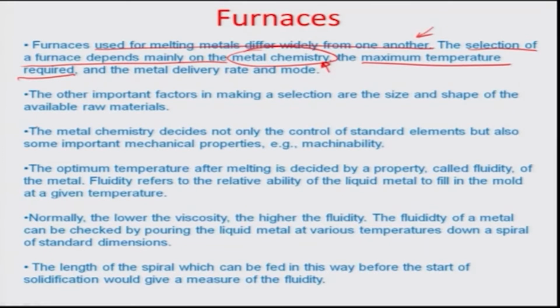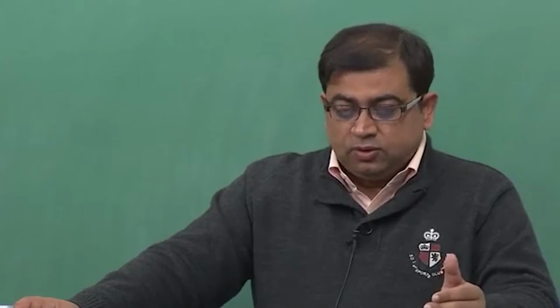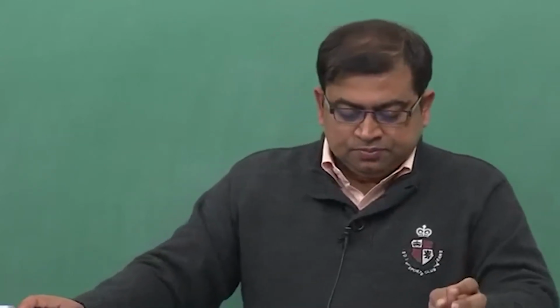The other important factor in making a selection is the size and shape of the available raw materials, and the metal chemistry also decides not only the control of standard elements, but also some important mechanical properties like machinability. Some furnaces may be more prone to hydrogen attack or nitrogen attack, and they may not be selected, because the material chemistry there, which takes place because of hydrocarbons, oil, dampness in the furnace gases, etc., may not be amenable to developing good machinability of the material.